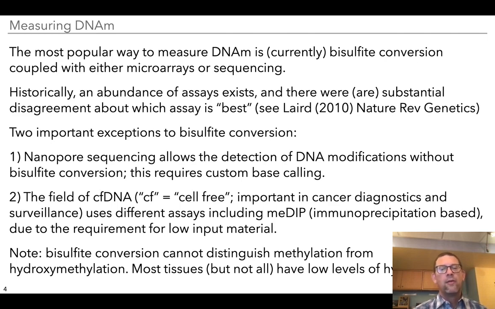Now, we're almost exclusively going to focus on bisulfite converted assays in this talk. And I have to mention that bisulfite conversion cannot distinguish methylation from hydroxymethylation. Most tissues, but not all, have very low levels of hydroxymethylation. That doesn't mean it doesn't matter, but it means that it's relatively hard to detect.